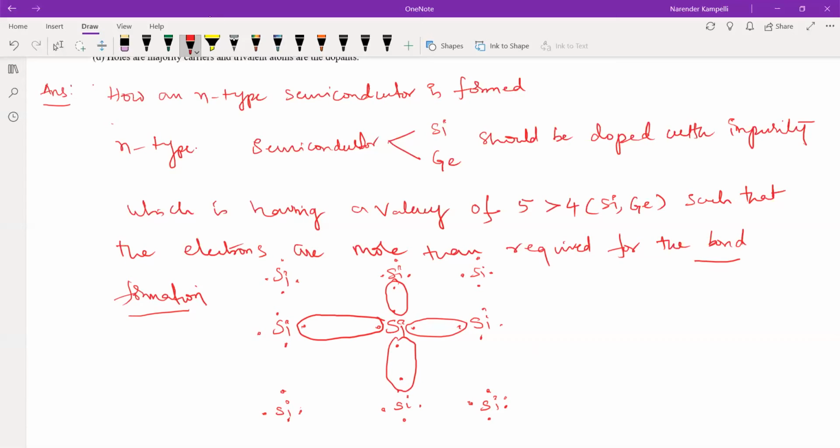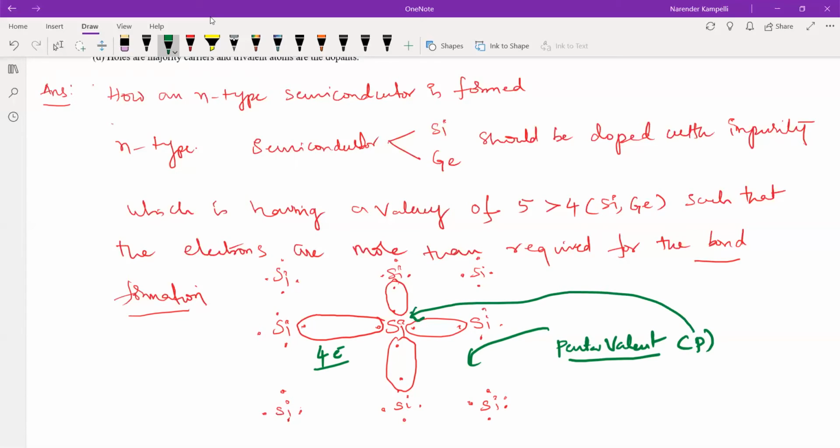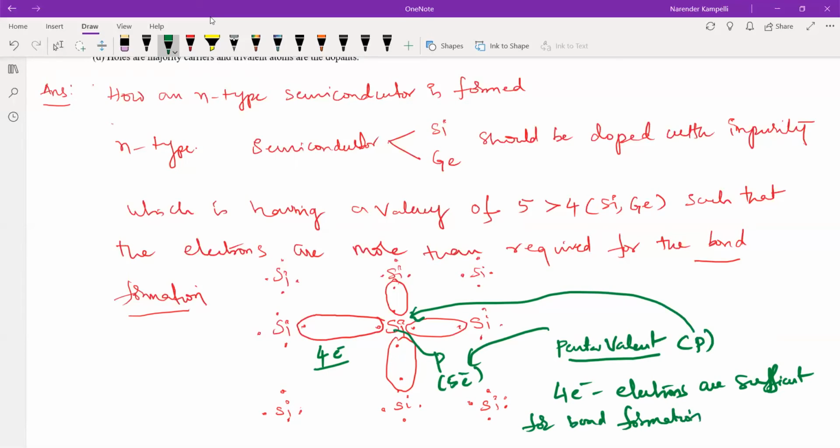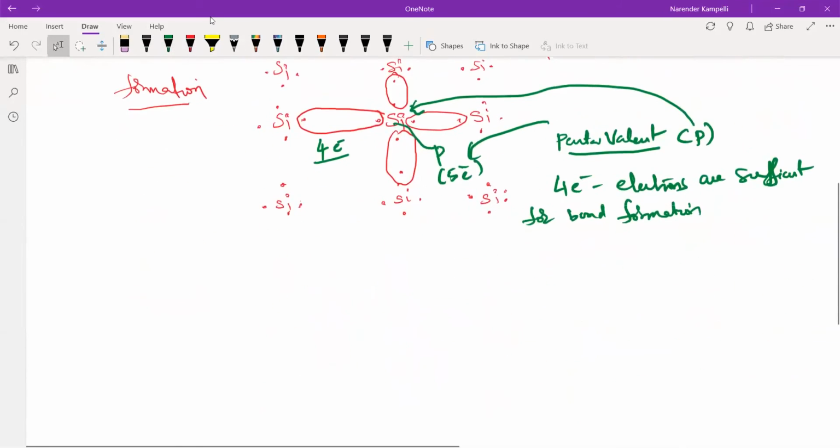Now if you are doping with a pentavalent atom, for bond formation, how many electrons are there? 4 electrons are there in the bond formation. Once you dope with a pentavalent atom like phosphorus, it will replace one of the silicon atoms. Let us say this is the silicon; in its place we have phosphorus, which has 5 electrons. Now what is required for the bond formation? 4 electrons are sufficient for the bond formation. Once the 4 electrons are sufficient, the remaining electron is free.